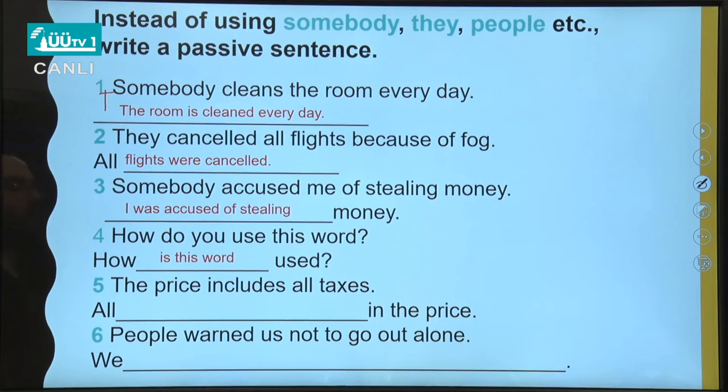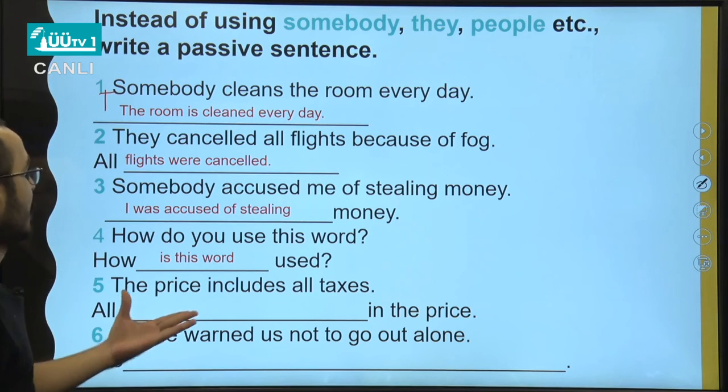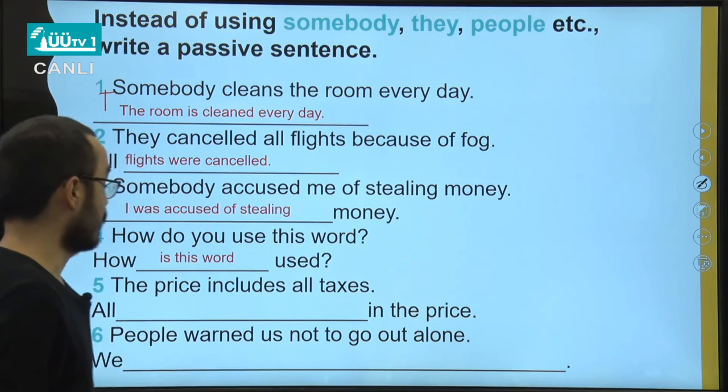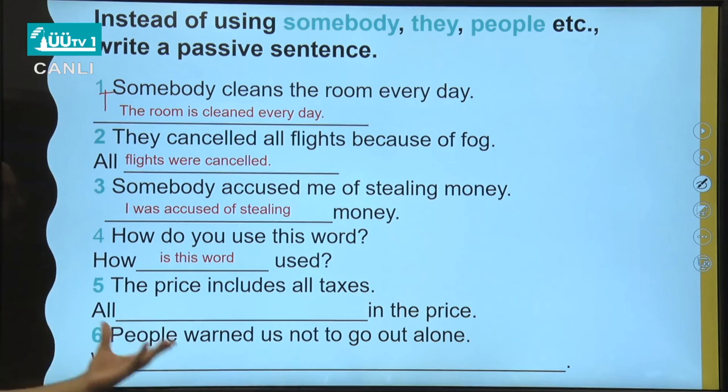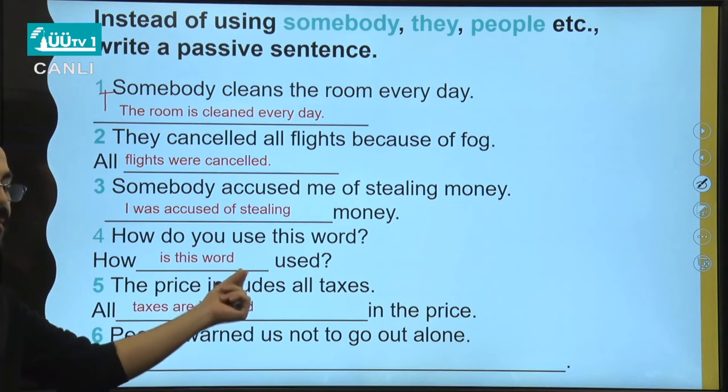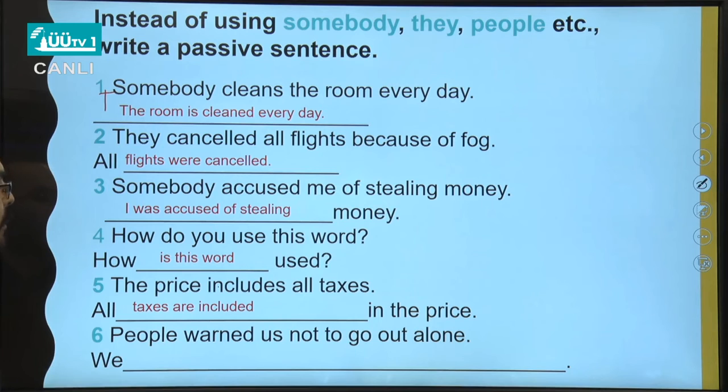The price includes all taxes, all in the price. So as you can see, the price includes all taxes. Includes what? All taxes, right? So object. All taxes are included, right? Includes, I have my verb here, and it became is/are plus verb 3, right? Are included. People warned us not to go out alone. We were warned not to go out alone is the correct answer.